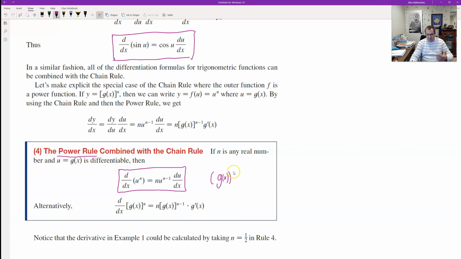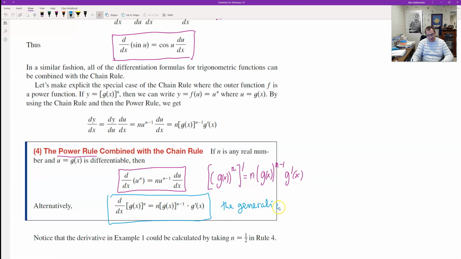composition of a power function and a function g, meaning that I'll raise function g to degree n, then the derivative will be n times function g of x raised to degree n minus 1 multiplied by the derivative of function g. So that formula, given right over here at the bottom, is known as the generalized power rule.